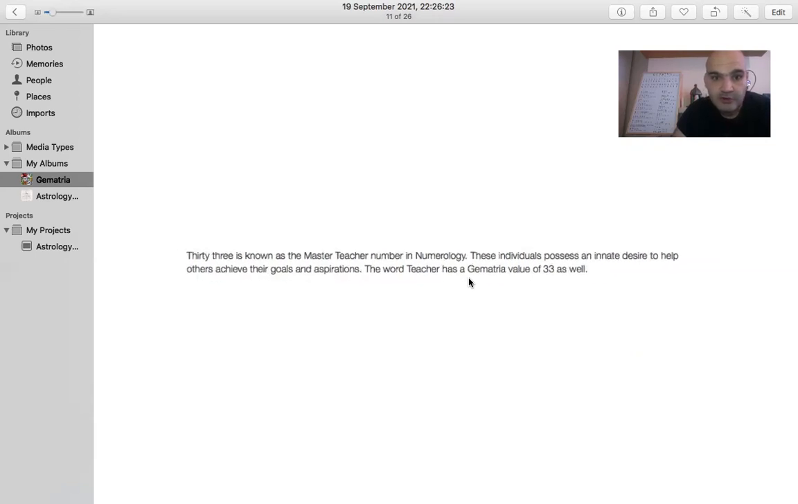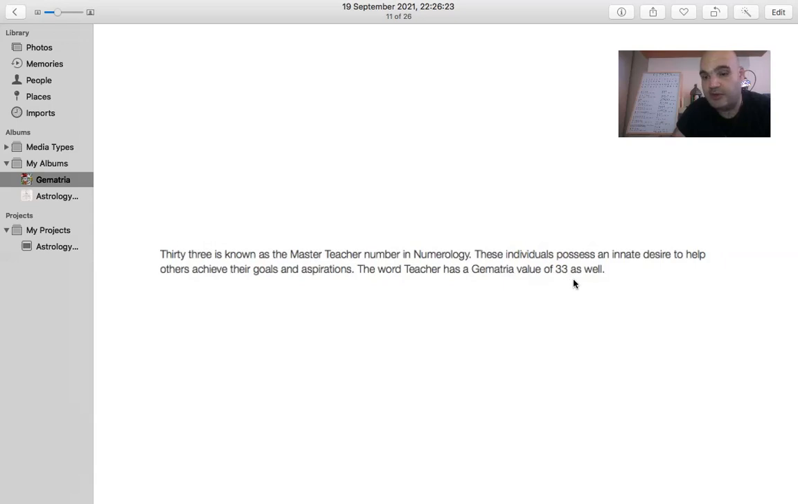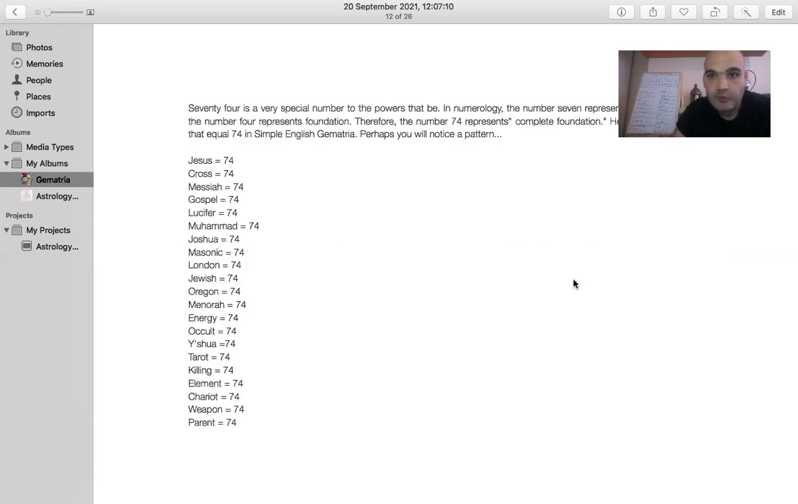So moving on, it says 33 is known as the master number in numerology. These individuals possess an innate desire to help others achieve their goals and aspirations. The word teacher has the gematria value of 33. Let me just move this out of the way.